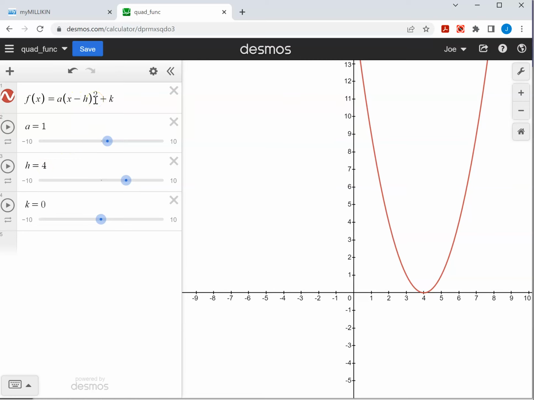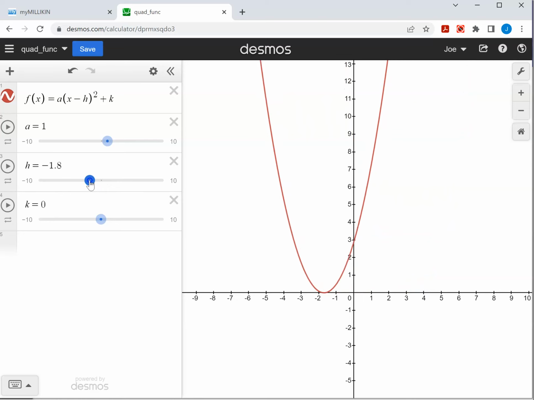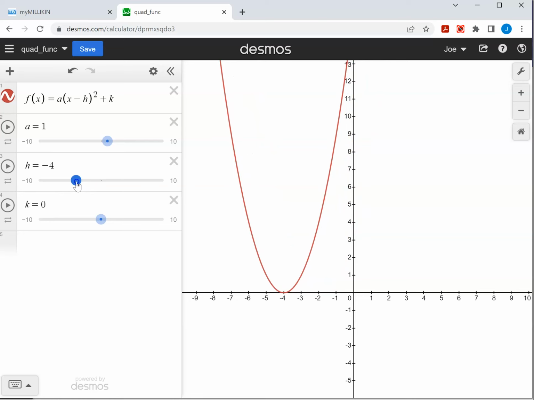So notice as my h is getting more positive, notice the formula is x minus h. You gotta be careful with that. As h gets more and more positive, or this is x minus a bigger and bigger number, we're going farther to the right. Let's move it to the left. Here's negative 1, negative 2, negative 3, negative 4. And notice again here, when those h's are negative, or we had x plus 4 squared, for example, that would be 4 units to the left. So as this h changes, the parabola goes left and right.